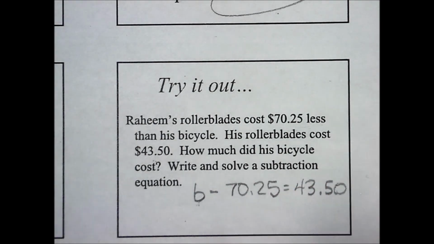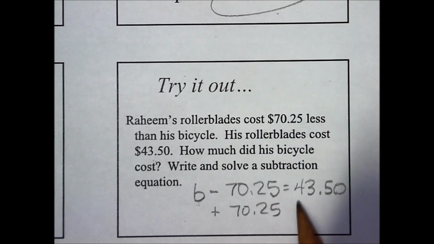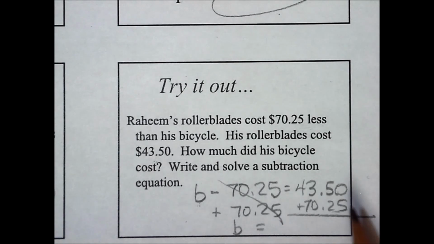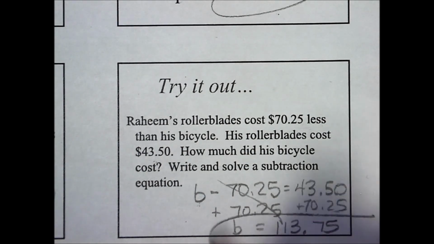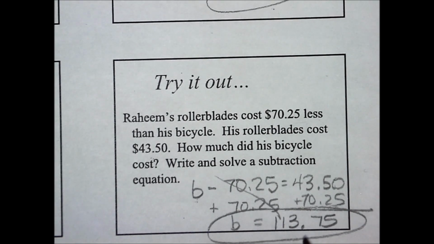So since we have minus 70.25, what I want to do is add the 70.25 to both sides. That's my inverse operation. It will cancel everything out here and leave the cost of the bicycle all by itself. So you can use your calculator. $43.50 plus $70.25 will give me a cost of $113.75 for that bicycle. I can plug this in and use $113.75, subtract my $70.25, and I do get the $43.50. It does check.